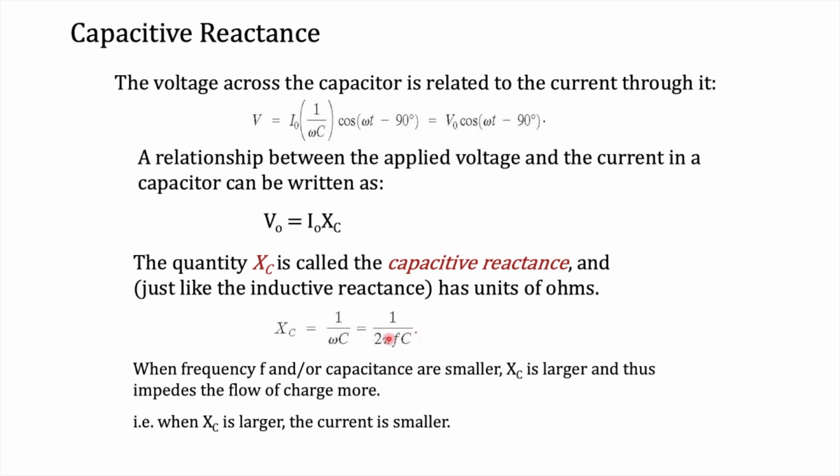And so here, the capacitive reactance and frequency have an inverse relation. That is, when the frequency and the capacitance are smaller, when f decreases and C decreases, the capacitive reactance increases, and that reduces the flow of the current in the circuit. And when Xc is larger, the current in the circuit is smaller again.